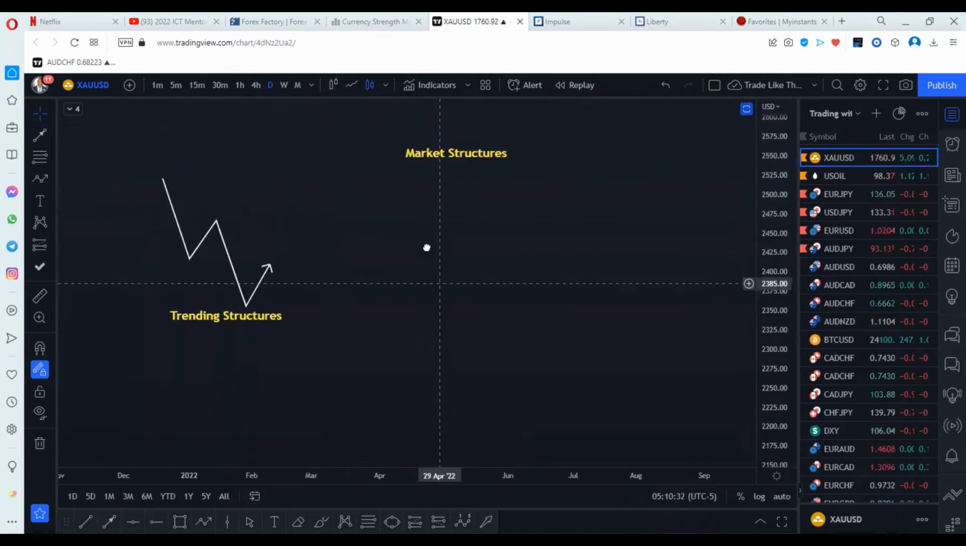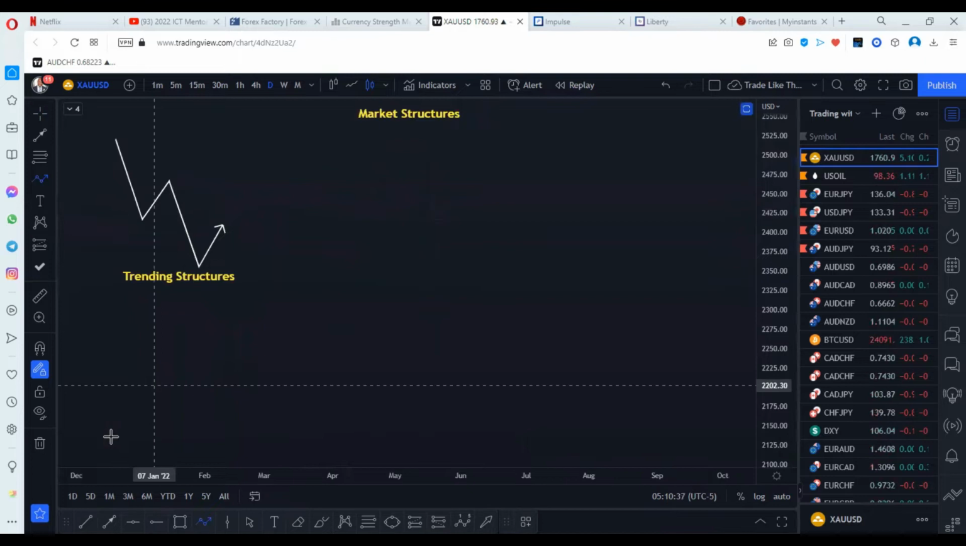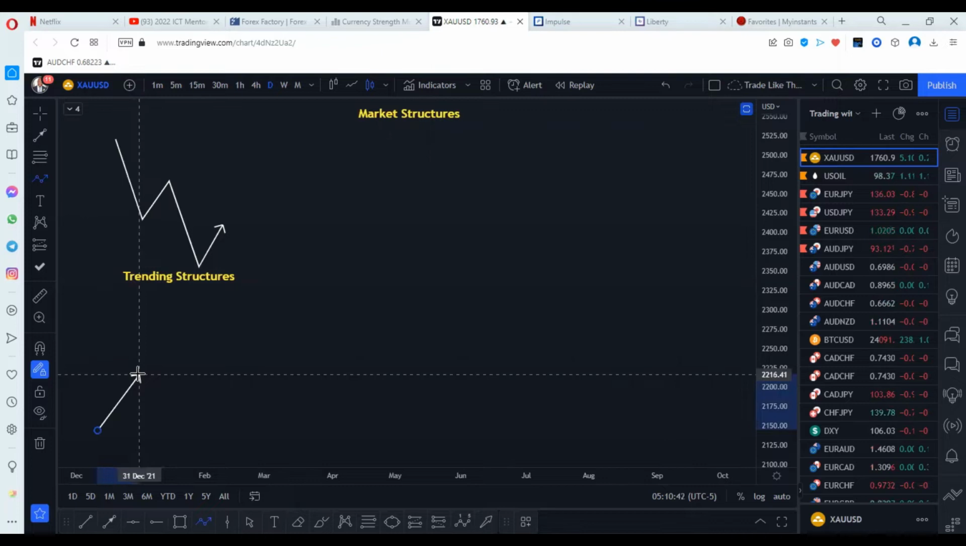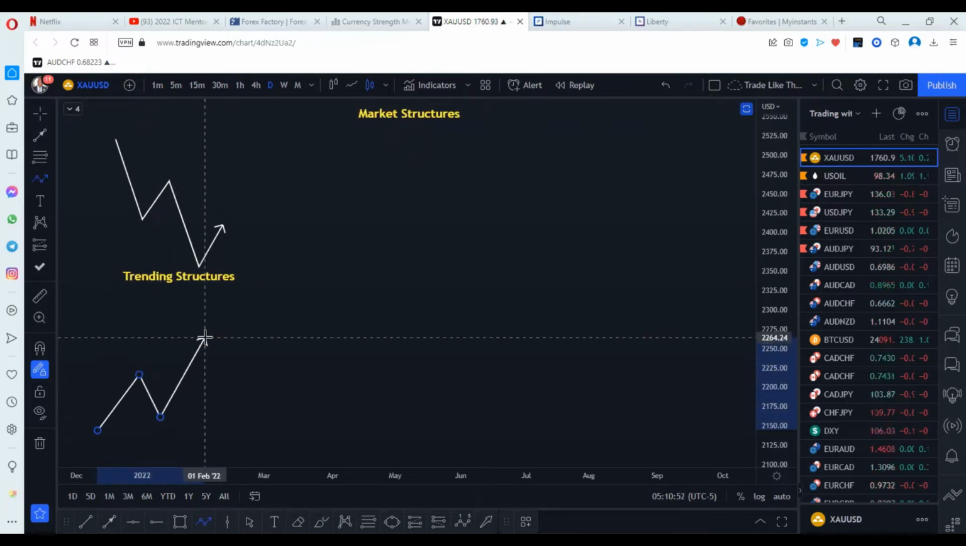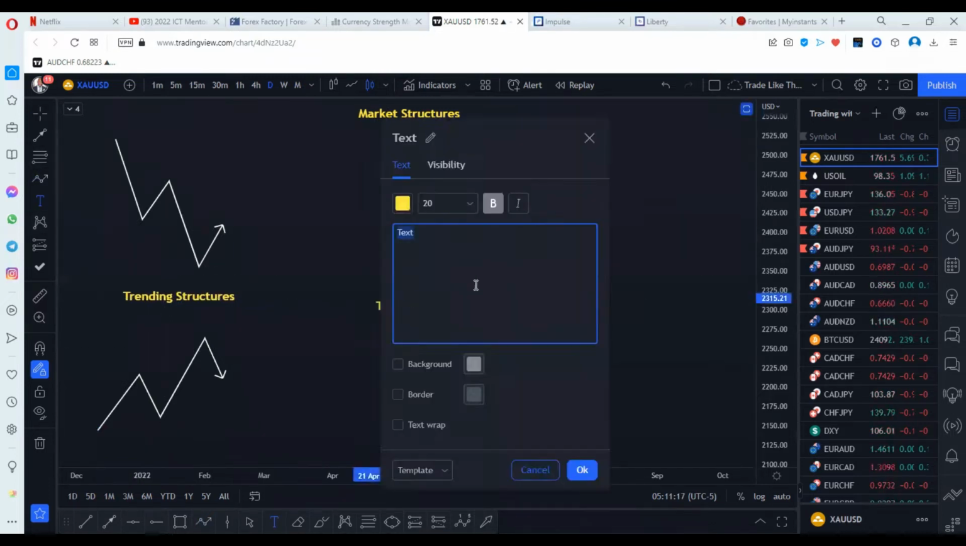Okay, the next market structure would be an uptrend, where price is pushing up, then pulls back, then we have another impulse, and then we have a retracement. These are trending structures. The next one we want to look at is known as reversal structures. So what does a reversal structure look like? Let's write that down. Reversal structures.